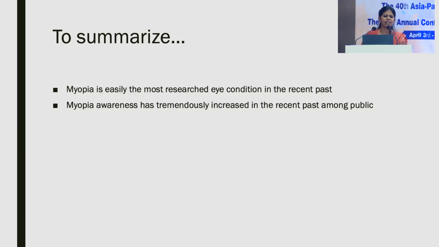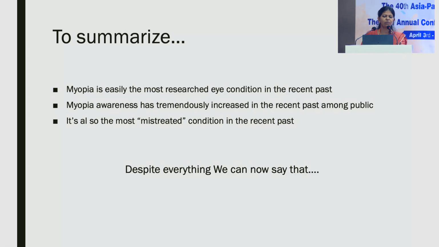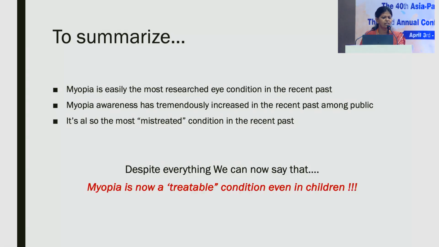Awareness has tremendously increased among patients, and parents come and ask us for the treatment. It is also the most mistreated condition in the recent past, so it is for us as pediatric ophthalmologists to guide the parents on what is suitable for the patients. And despite everything, we can now say that myopia is a treatable condition even in children.